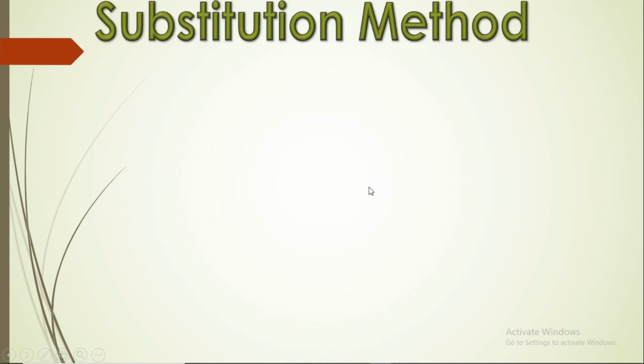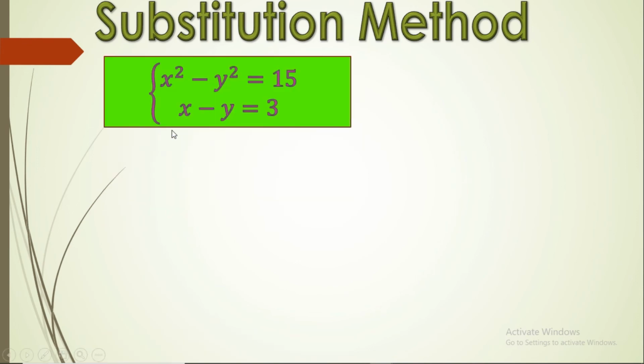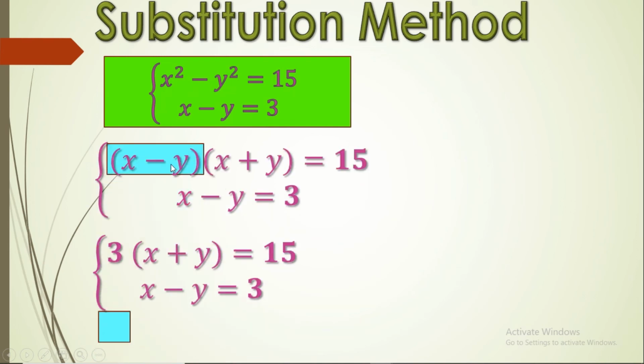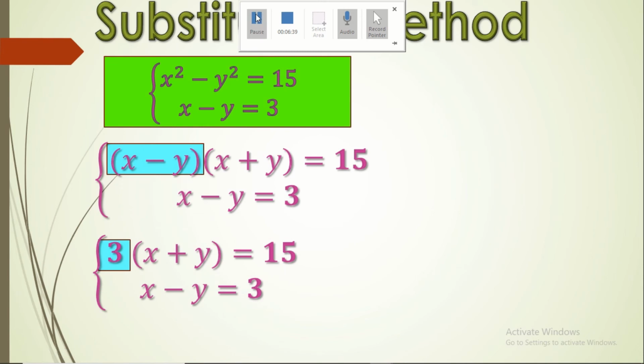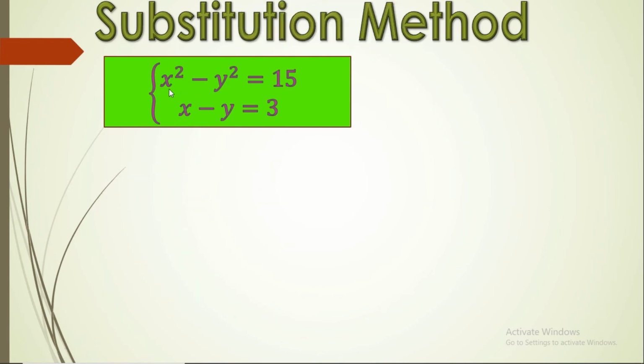Well, finally, the last method to solve systems of equations is the substitution method. Let's have an example together. If we have the system of two equations, x squared minus y squared equals 15 and x minus y equals 3. How to solve this system? If you note in the first equation, x squared minus y squared is a remarkable identity. We can write it as x minus y into x plus y.